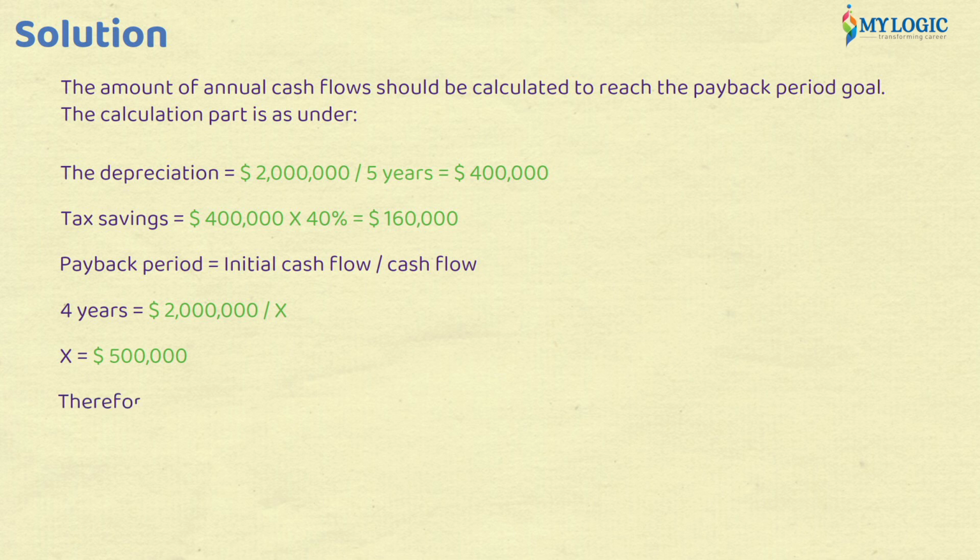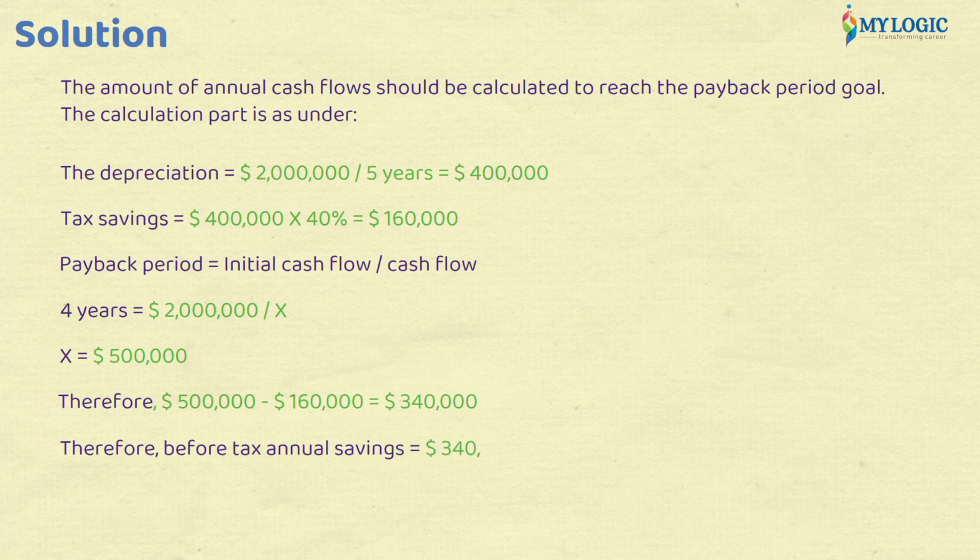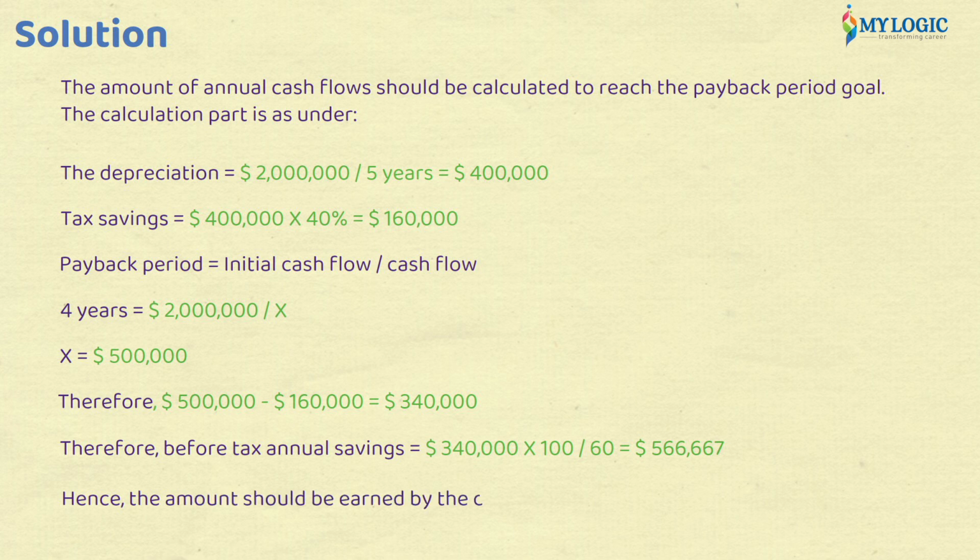Therefore, $500,000 minus $160,000 is equal to $340,000. Therefore, before-tax annual savings is equal to $340,000 multiplied by 100 divided by 60, which is equal to $566,667. Hence, the amount that should be earned by the company in order to achieve the payback goal is $566,667.